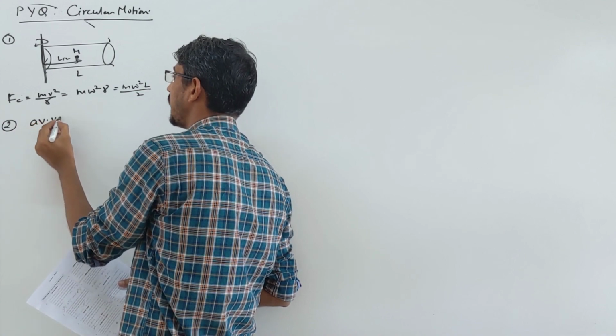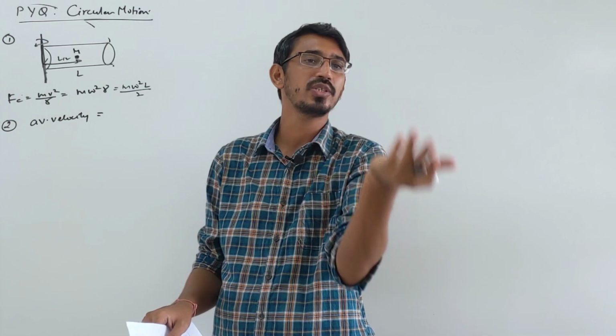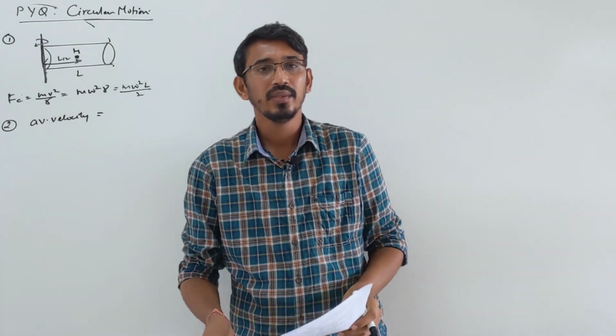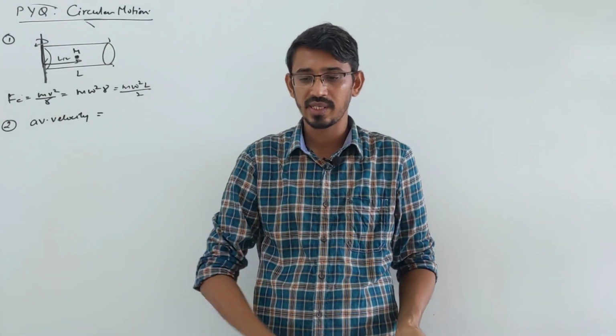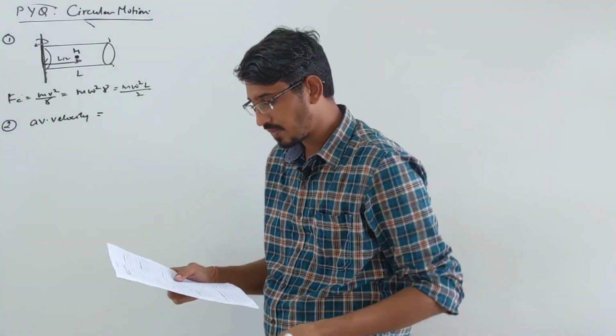For average velocity, because they said it moves one complete rotation, the displacement is what? 0. Correct? You start from some point, it goes around a circle and comes back, so the displacement becomes 0, so your average velocity also is 0. So average displacement 0, velocity 0.